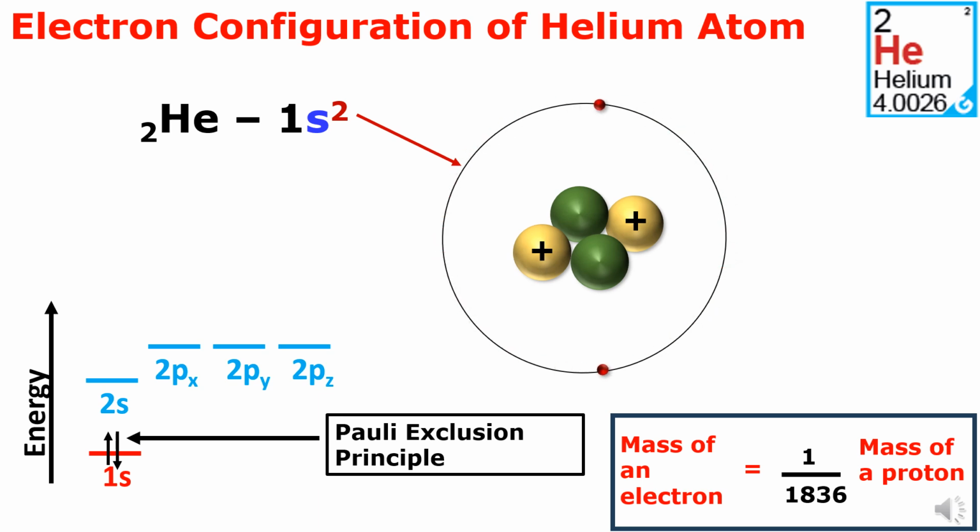The 2 electrons in a helium atom occupy the 1s orbital with opposite spins according to the Pauli exclusion principle. An electron is significantly lighter than a proton. The mass of an electron is equal to 1 over 1836th the mass of a proton.